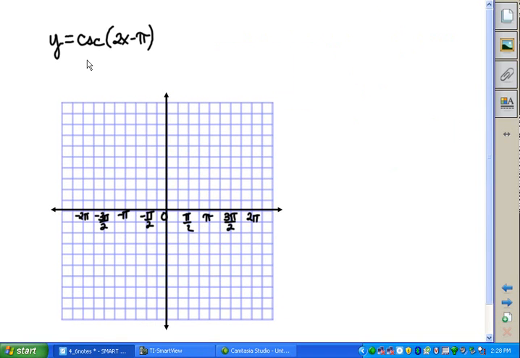Do one more. Let's look at y is equal to cosecant of 2x minus pi. So again, you would start by graphing y is equal to sine of 2x minus pi. Well, our period is 2 pi over 2, which is still pi. Now our amplitude is 1 because we don't have a factor other than 1 in front of the sine.